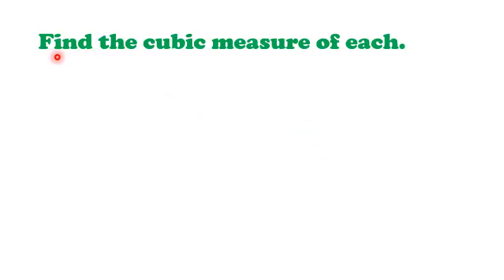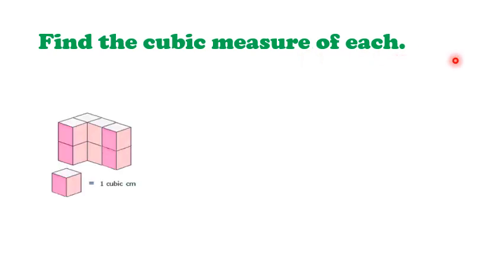Let's try to look at another example. Find the cubic measure of each. Look at the first one. I have a solid figure and I want to find the volume of this solid figure. And we know to find the volume of a solid figure, I can count the cubic units it contains. I know each one cube equals 1 cubic centimeter. Now I want to find the volume.